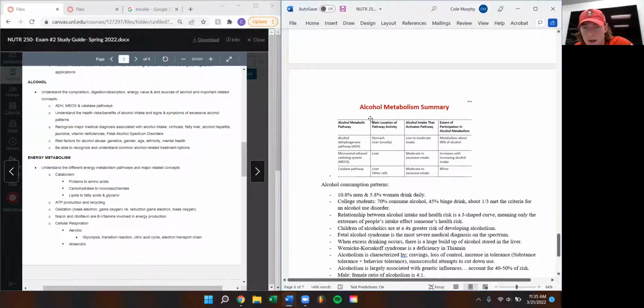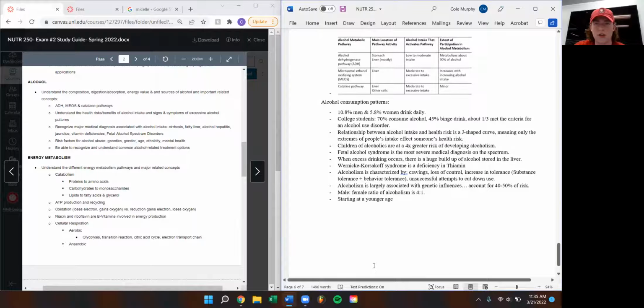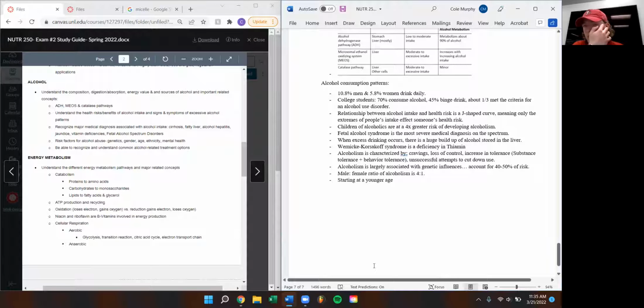So knowing this chart, the location, so you can see the liver. So people who are alcoholics might have liver problems when they're older. Knowing how much alcohol is going to be associated with which pathway. So yeah, understanding that, and then also looking at the alcohol consumption patterns. So this is just going to be looking at information and data, and then pulling out the commonalities seen in the data.